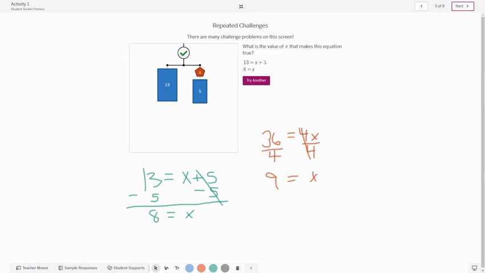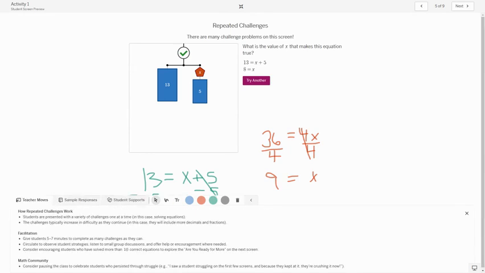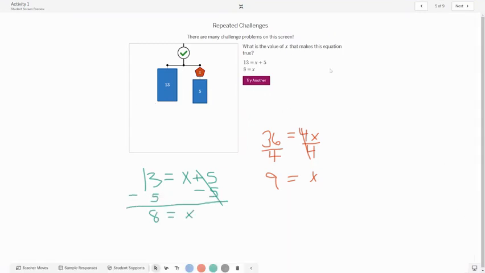I would like you to see if you can get maybe, let's see how many there are. Usually it tells me how many there are. It doesn't tell me. There are at least 10 repeated challenges, and it will not hurt to get lots of practice with these. So give 5 a try. See if you can get to 10. All right, so for your assignment today, I want to see if you can get to 10 of these repeated challenges.